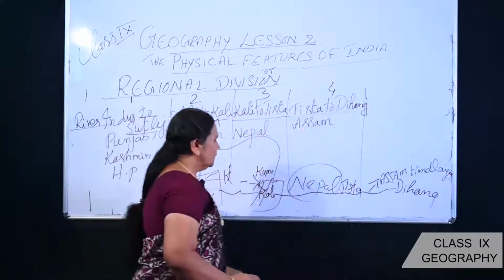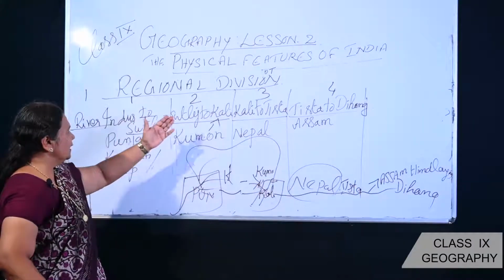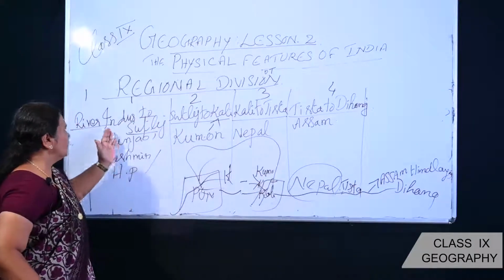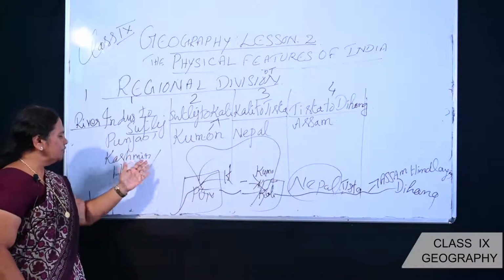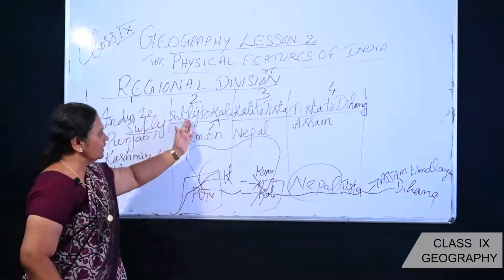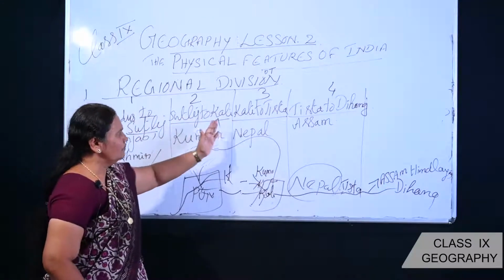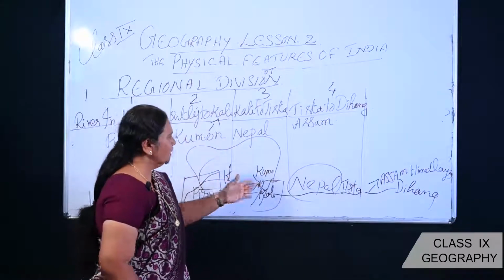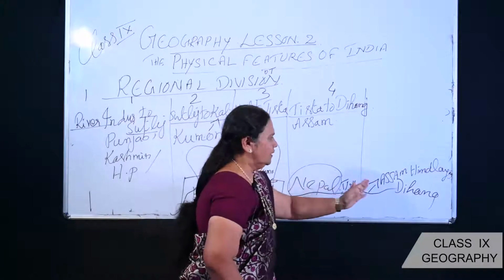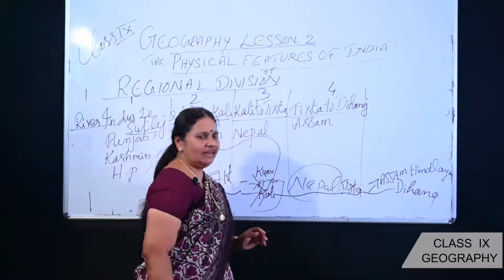See how many divisions we have: four regional divisions. Number 1, from River Indus to Sutlej, otherwise called Punjab Plain, Kashmir Plain or Himachal Plain. From Sutlej to Kali, Kumaon Himalayas. From Kali to Tista, Nepal Himalayas. From Tista to Dihang, that river is in Assam, there it is called Assam Himalayas.